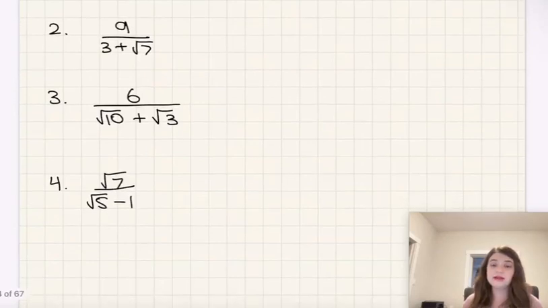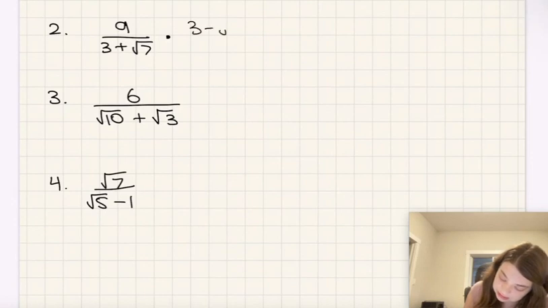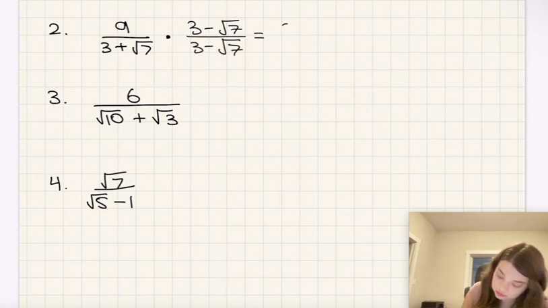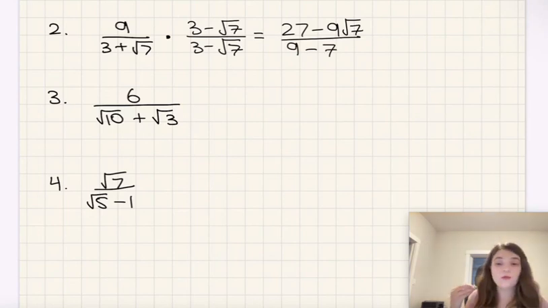Okay, let's try a second example here. 9 over 3 plus root 7. So I'm going to multiply top and bottom by 3 minus root 7. So that's going to give us 27 minus 9 root 7 on top. And then on the bottom, I'm going to get 9 minus 7. Right? Now, why is it 9 minus 7? I just want to clarify why.